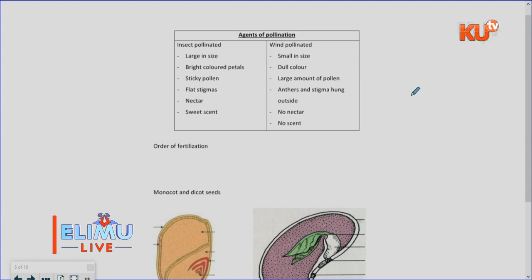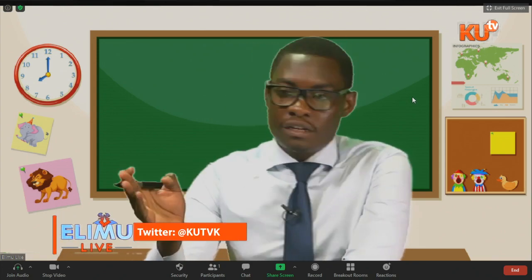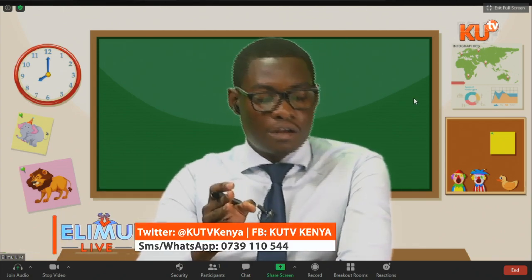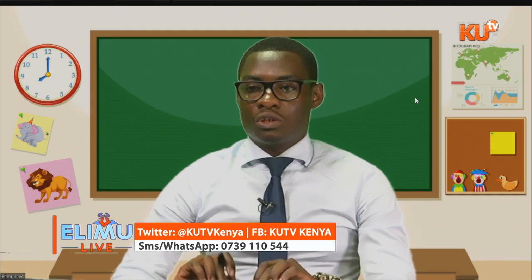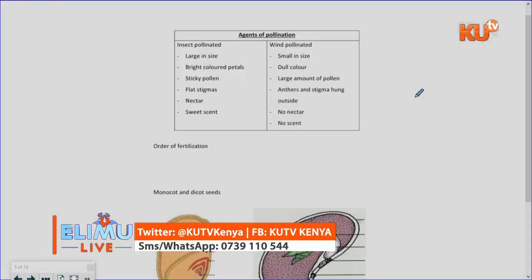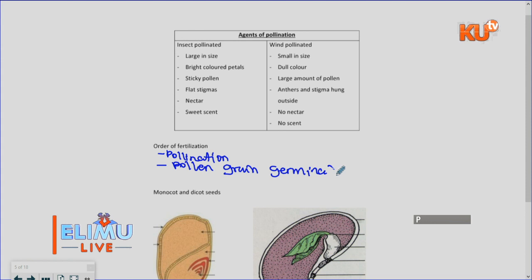Then we also have the order of fertilization. After pollination, after the transfer of pollen grains from the anthers to the stigma, we have fertilization, which is the fusion of the male and the female gametes. The order of fertilization that you are going to look at here is, first we start with pollination. Pollination has to take place, so we have pollination as the first one. After pollination, the next is germination of the pollen grains. The pollen grains germinate on the stigma.